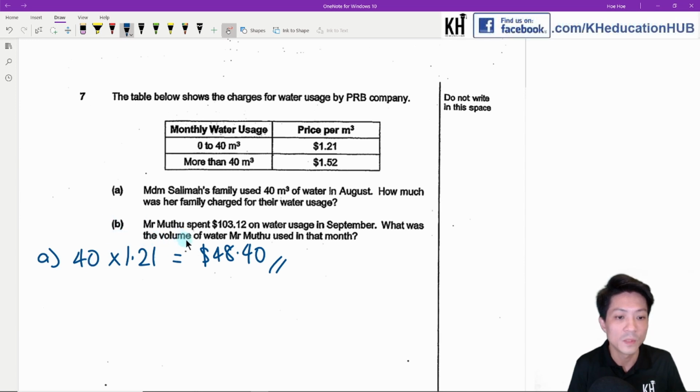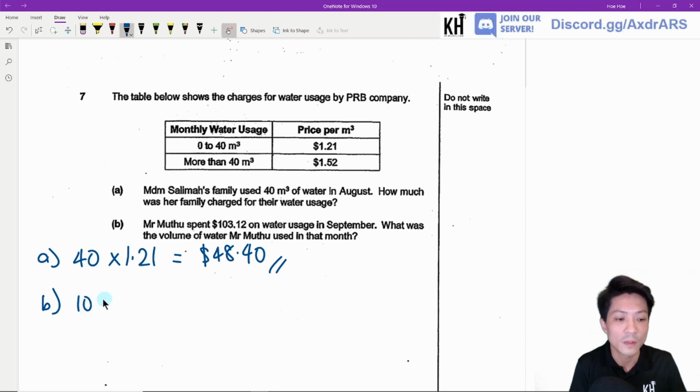For part B, Mr. Mutu spent $103.12 on water usage in September. What was the volume of water Mr. Mutu used in that month? Okay, so we know that for the first 40 cubic meters, it will be $48.40, right? So the first step will be to use 103.12 minus 48.40.